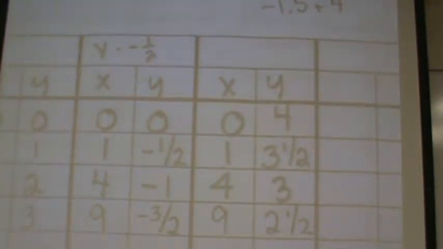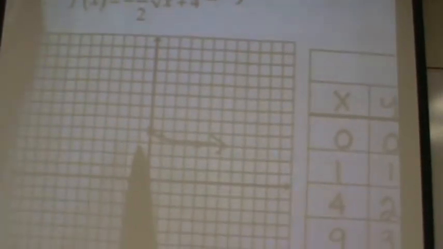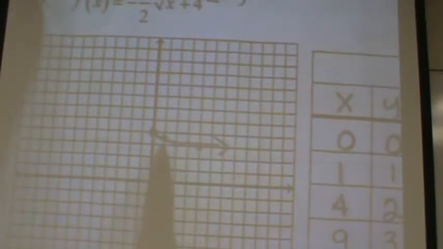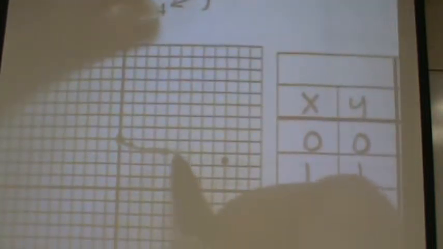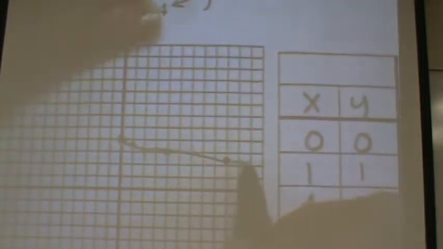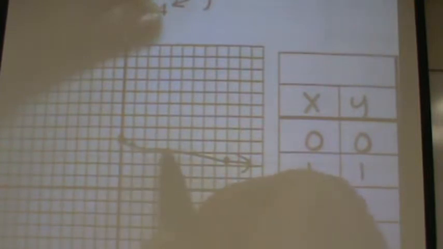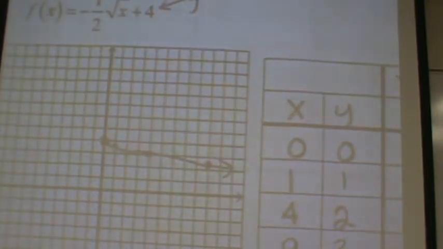Okay, so we're going to graph those points. Over 0, up 4. Over 1, up 3.5. Over 4, up 3. And then 9, 2.5. We don't have it on here, so let's graph it. Let's do 9, so we have 4, 5, 6, 7, 8, 9. And then 2.5 would be right there. Are you guys with me? It should look like this; it's hard when they're small. That's what it should look like.